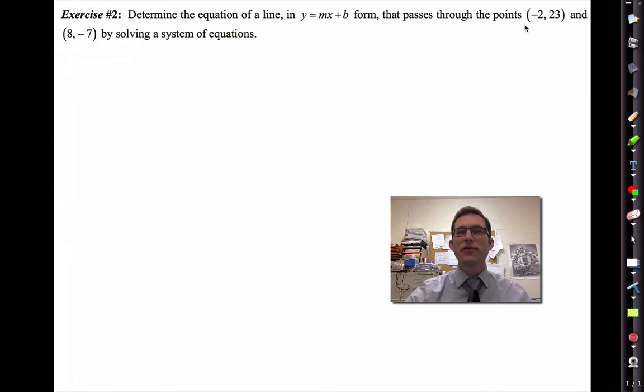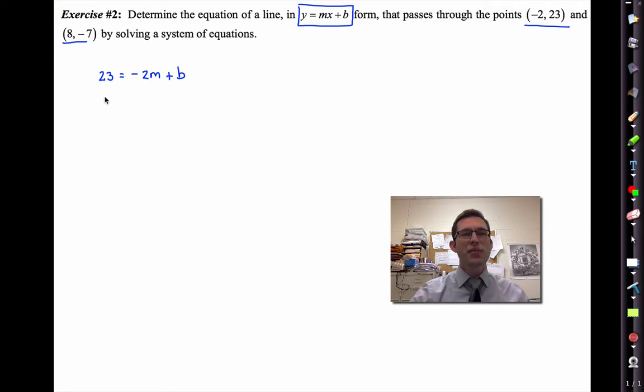As everyone at the pre-calculus level should know, anytime we've got some kind of curve that goes through a point, we can always substitute that point into the curve. So for instance, if I take that first point and I put it into y equals mx plus b, I'll get 23 equals negative 2 times m plus b. That's completely valid because if I know that the curve passes through this point, then this must be a true statement.